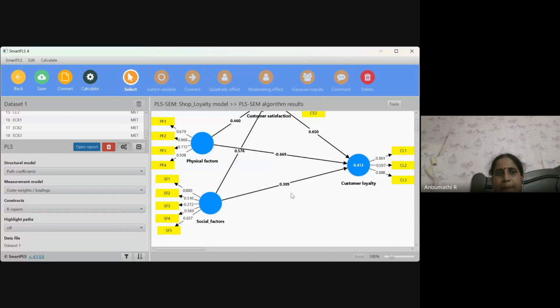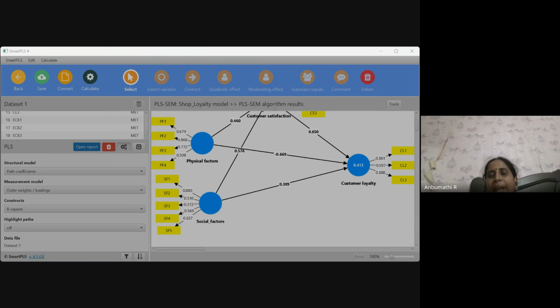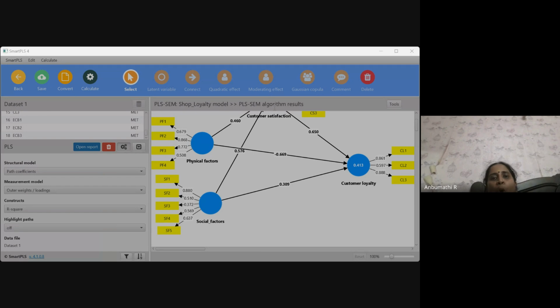Go to the model, SmartPLS, press Calculate and press Bootstrapping. You will get this BT setup, that is the bootstrapping setup. It is telling the subsamples to be 5,000. For example, if you have 400 as your sample size, it multiplies the 400 to make it 5,000 and then runs the model.